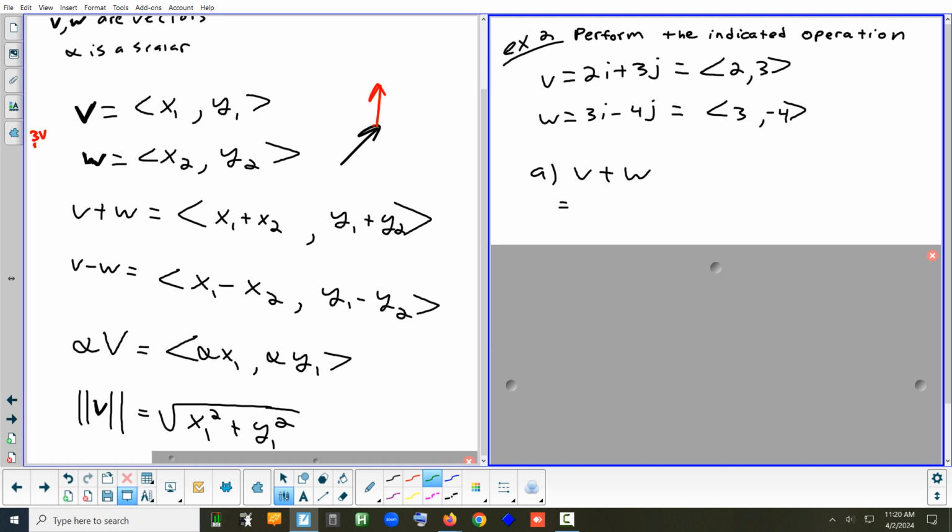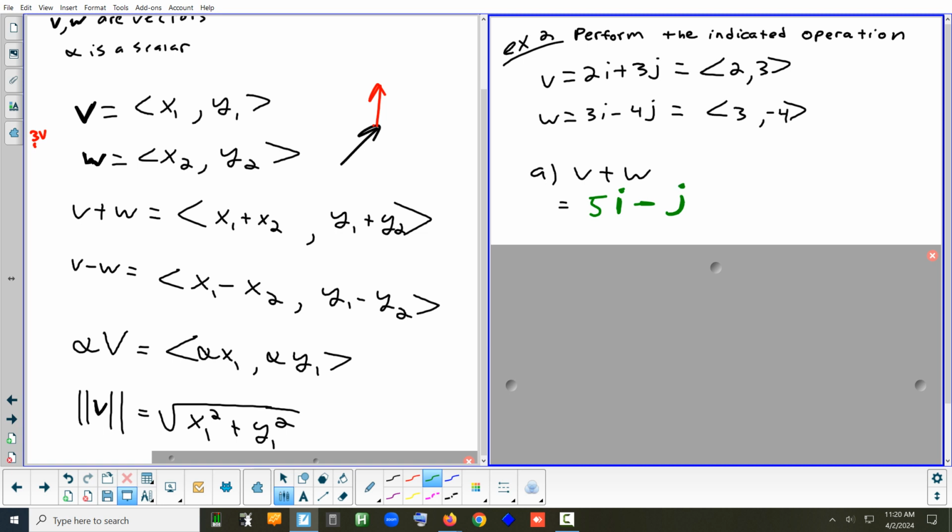What would be the i component when you add them up? 5. Yep, 5i. So that means you're taking 5 of the vectors that point to the right, stacking those together. And what would be the j component? Negative 1j. 3 plus negative 4. So you can put negative 1j, or you could just put negative j. So you've got 5 to the right, and then a negative j is which direction? Down 1. That's what it would look like.